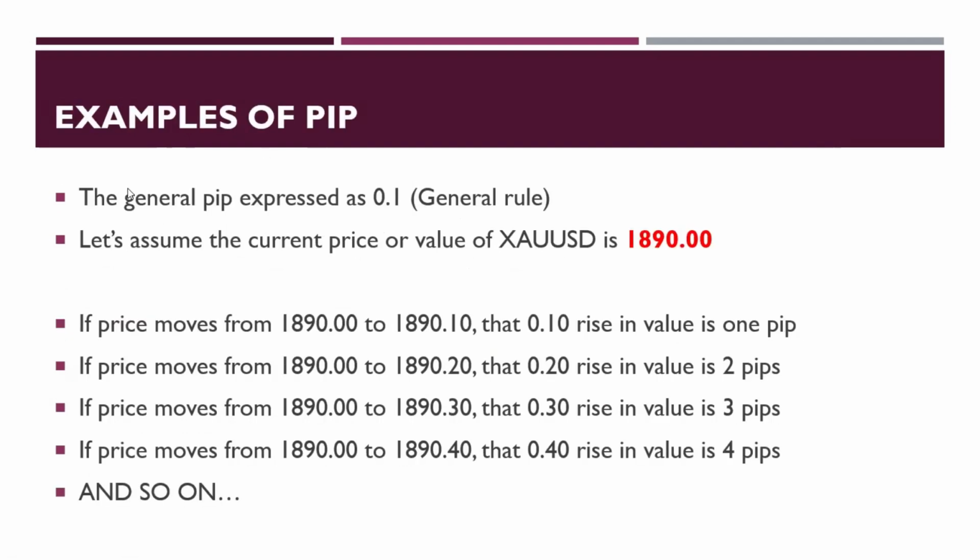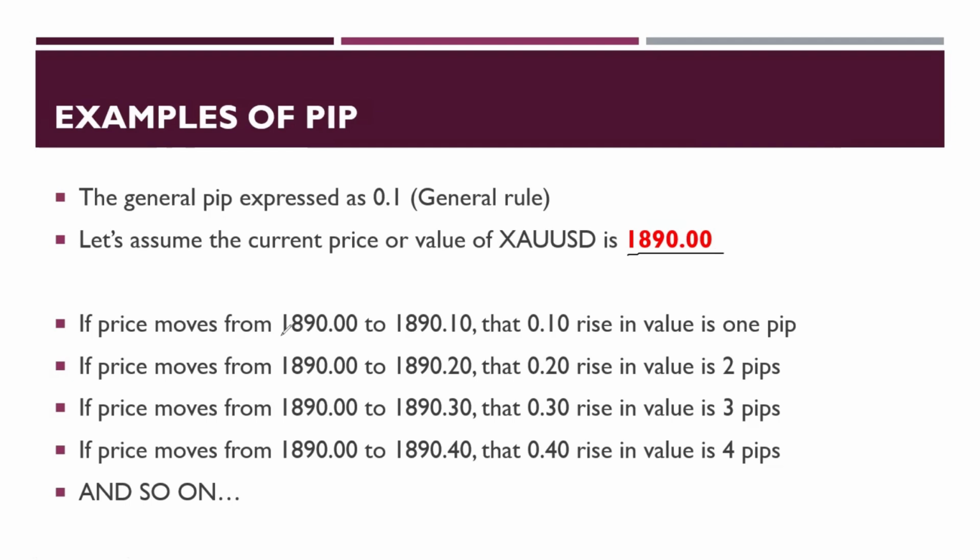Over here, let me clear this. Okay, so the general pip is expressed for gold, right? Whilst a pipette is expressed as 0.01, a pip is expressed as 0.1 for gold. Are you getting that? All the other currency pairs have a different way of expressing their prices, but for gold, it is expressed as 0.1. That's the general rule. So that 0.1 becomes 1 pip of gold. But let's assume that the current market price of gold is 1890.00. So that's the current market price.